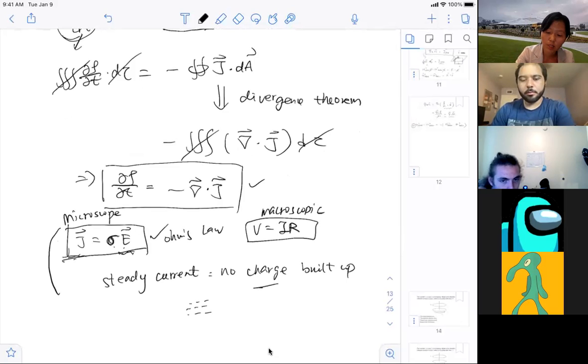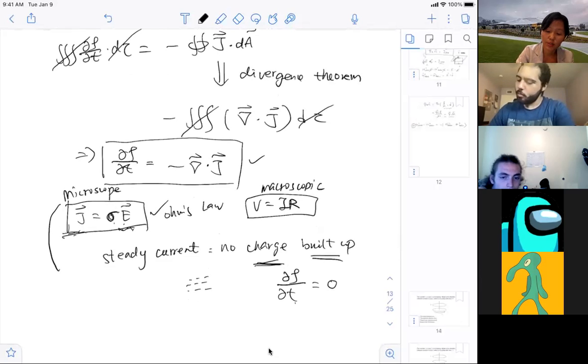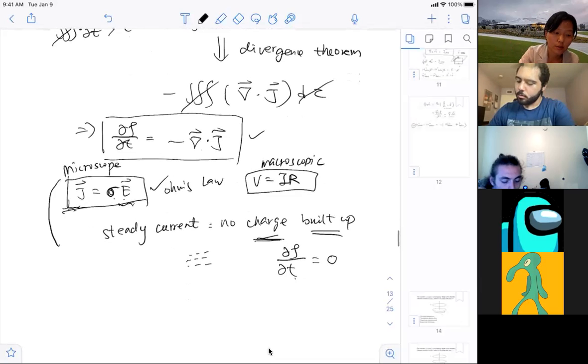So there's no charge built up. In this case, no charge is building up. So if charge is not built up, what is d rho dt? d rho dt is going to be 0, right? If d rho dt is bigger than 0, that means the charges are collecting and building up in the space, but that is not the case. So if d rho dt is 0, use charge conservation, you get divergence of J is 0. And again, use Ohm's law, you get the divergence of E is 0.